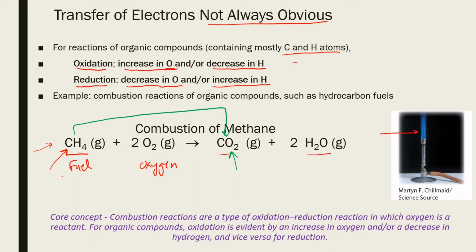So what do we call the process of gaining or increasing the number of oxygens and losing hydrogens? Therefore, we can say this process is oxidation. In other words, carbon is undergoing oxidation, because carbon is decreasing the number of hydrogens on it and increasing the number of oxygens.